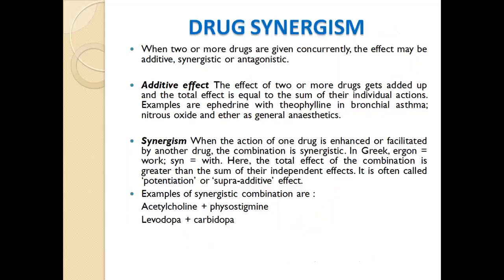Next we see about drug synergism. When two or more drugs are given concurrently, the effect may be additive, synergistic, or antagonistic. First, we'll see about the additive effect. The effect of two or more drugs gets added up, and the total effect is equal to the sum of their individual actions. Examples are ephedrine with theophylline in bronchial asthma, nitrous oxide and ether as general anesthetics.